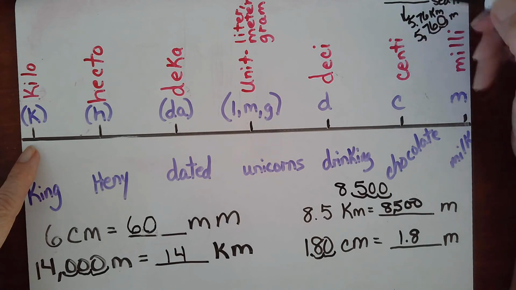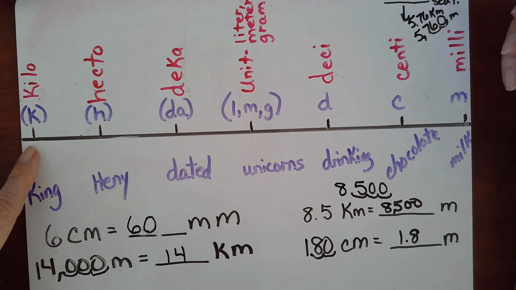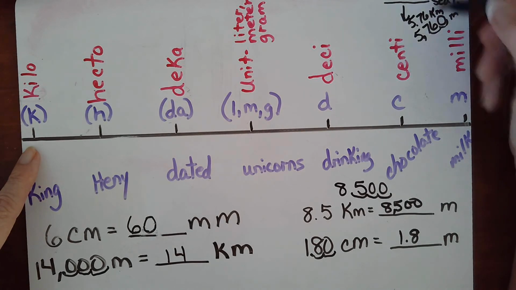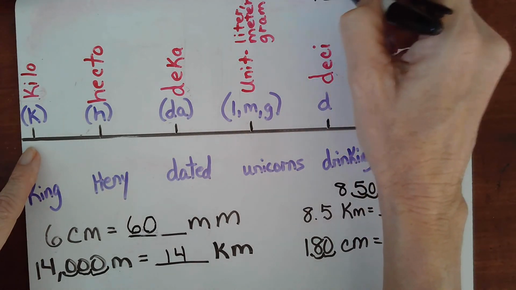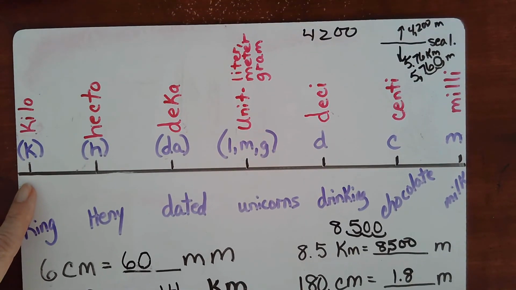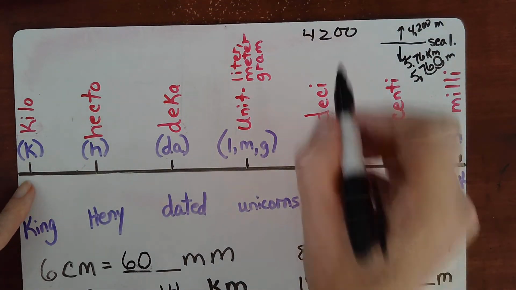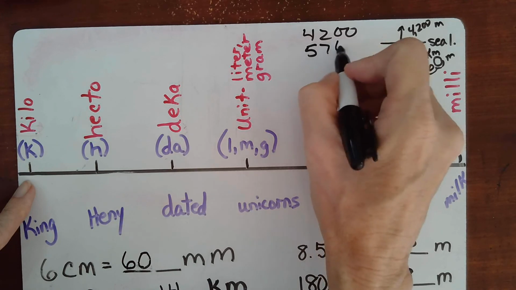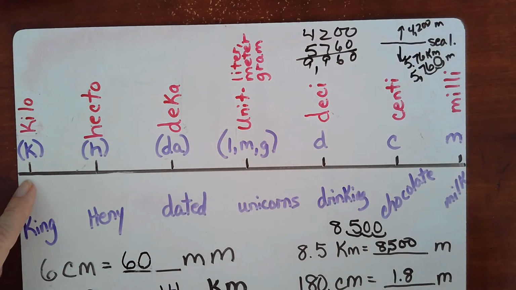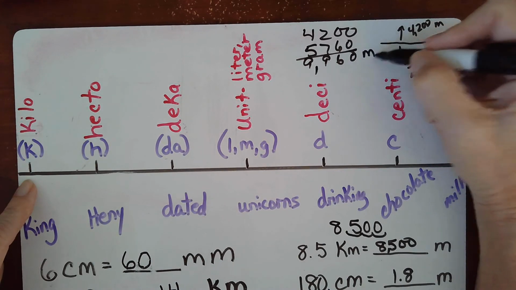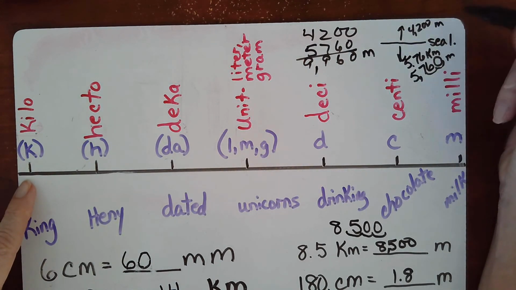deep below sea level and 4,200 meters above sea level. So how are we going to find out the total height? We're going to have to add these two. I'll put it up here. 4,200, sorry, you can't see that, sorry. 4,200 and 5,760 gives us 9,960 meters. Okay, so we had to do a little bit of conversion here and then finish the problem.